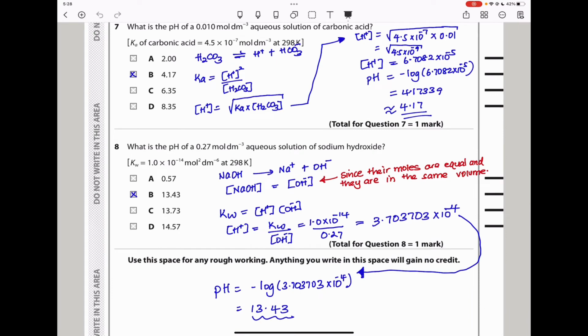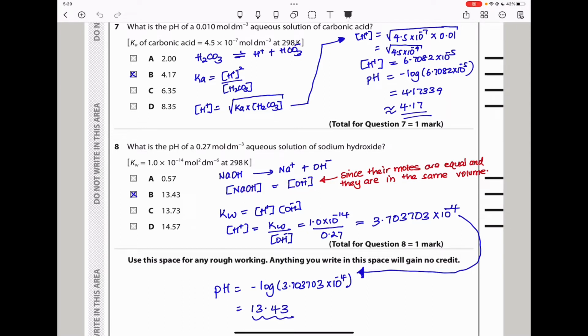So moving on to question 8, it says, what is the pH of a 0.27 mole per decimeter cubed aqueous solution of sodium hydroxide? Now remember, this is sodium hydroxide, and again, I wrote the equation for you. Sodium hydroxide is a strong alkali, so it's going to break apart completely, not reversibly like this. It will go completely, producing sodium ions and hydroxide ions. So the number of moles of these are going to be exactly the number of moles of these. But since they are in the same volume, the concentration of this is going to equal the concentration of that. Therefore, 0.27, which is the concentration of that, is exactly the concentration of that.